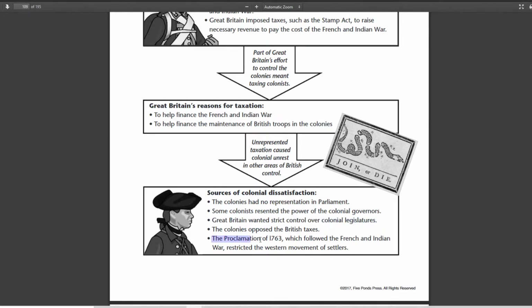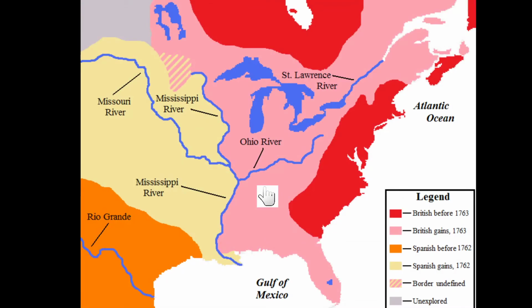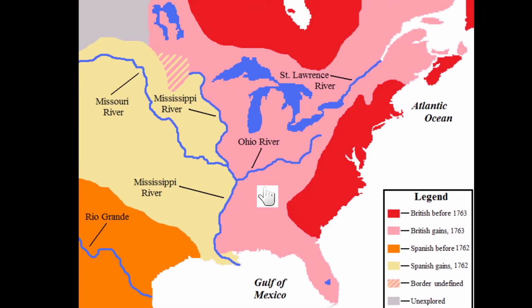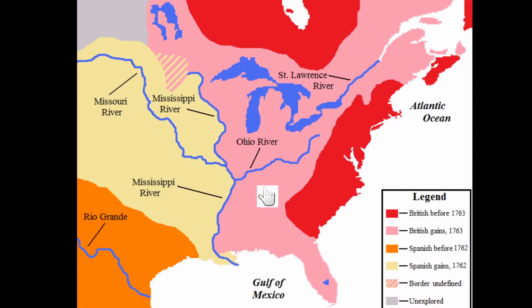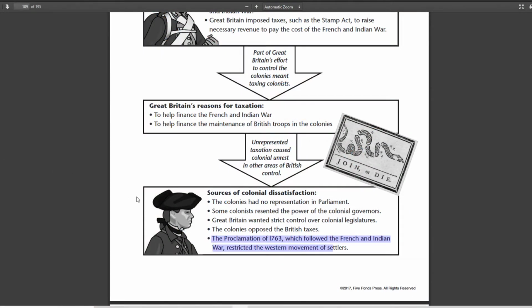And then, of course, the Proclamation of 1763. If we look at our map again over here, this area right over here was places that the British fought for, and the colonists wanted to move into it. And the Proclamation of 1763 said that they can't move out of this dark red area. They can't move into the pink area. And that made the colonists very, very angry. So that was the Proclamation of 1763.